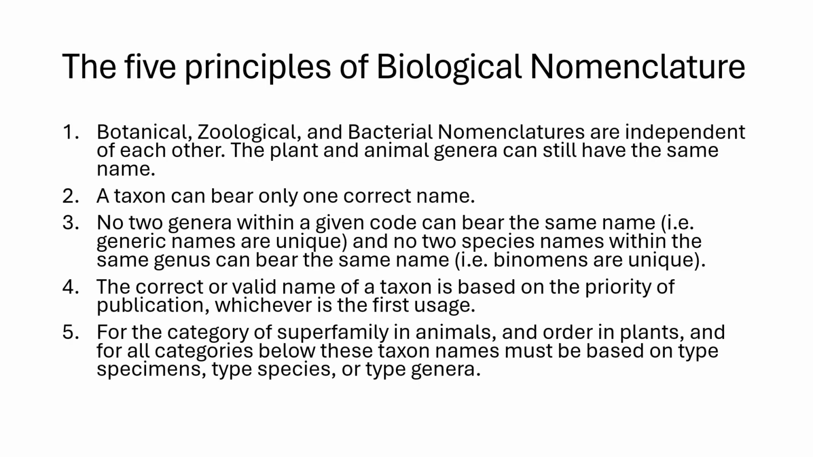So the five principles of biological nomenclature: botanical, zoological and bacterial nomenclatures are independent of each other. The plant and animal genera can still have the same name. A taxon can bear only one correct name. No two genera within a given code can bear the same name. And no two species names within the same genus can bear the same name. The correct or valid name of a taxon is based on the priority of publication, whichever is the first usage. So you get an answer for the previous three points that were addressed in the Strickland Code.